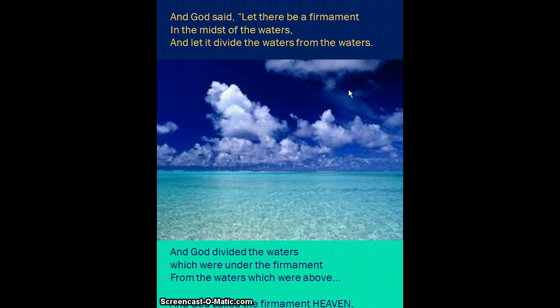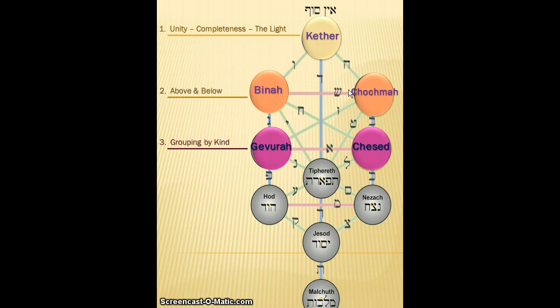And God said, "Let there be a firmament in the midst of the waters, and let it divide the waters from the waters." And God divided the waters which were under the firmament from the waters which were above it. And God called the firmament heaven. So we see now that there's two separate waters, and they're two separate qualities. And they're separated permanently now by the firmament. And this leads to the third level, which is grouping by kind.